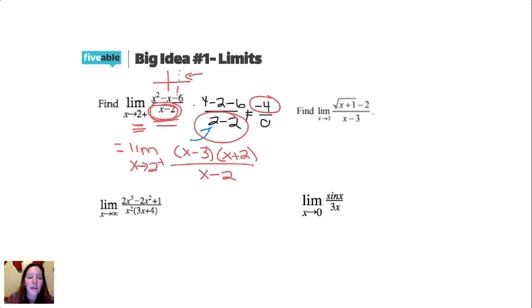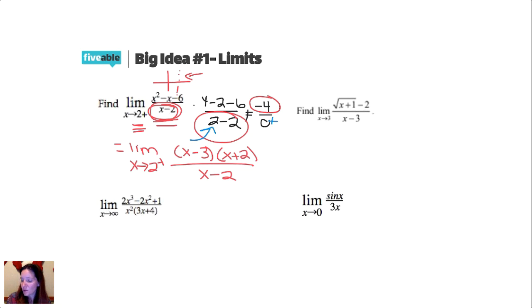I always tell my kids to call that 0 positive, a number that's a little tiny bit bigger than 0. So on the top, we have -4. On the bottom, we have 0, but a number that's a little bit bigger than 0. It's really close to 0, but a little tiny bit bigger. And that is going to give me a number that is huge, but negative. So that means this whole thing becomes negative infinity. Okay. So that's the first one.